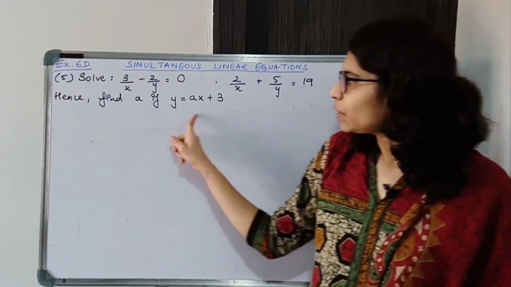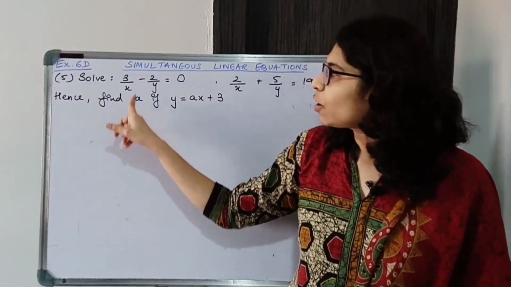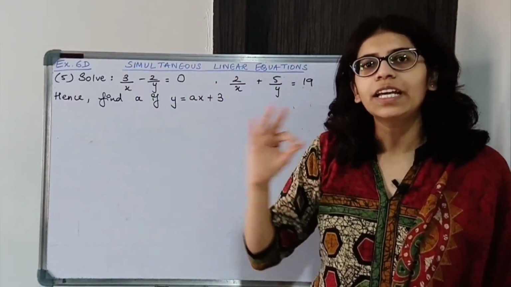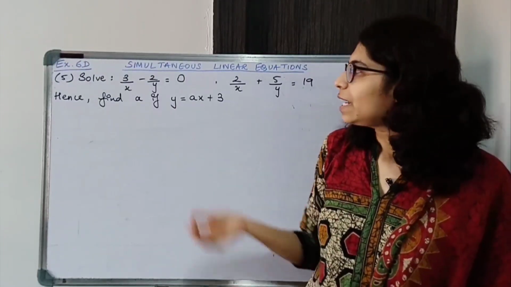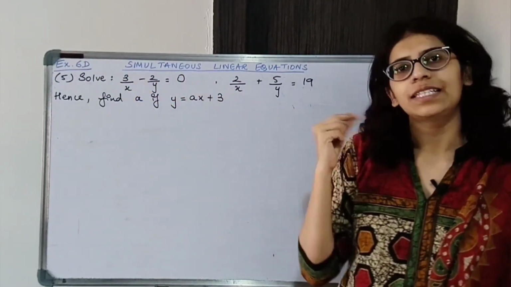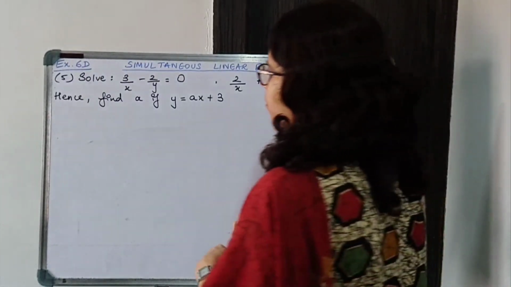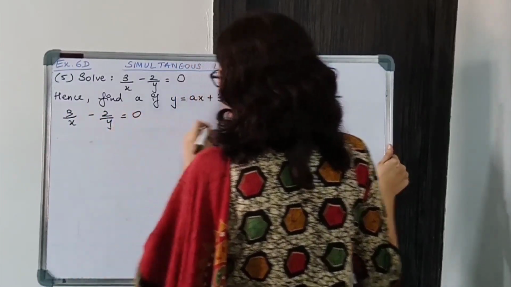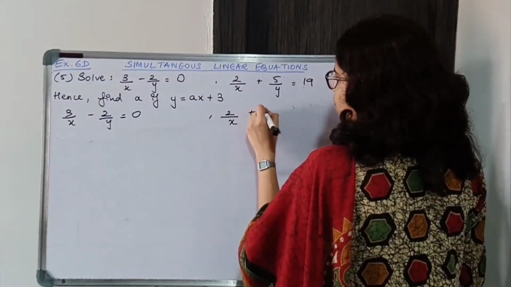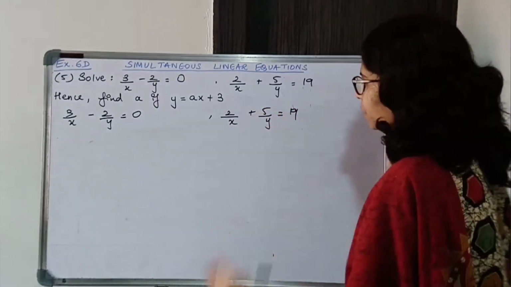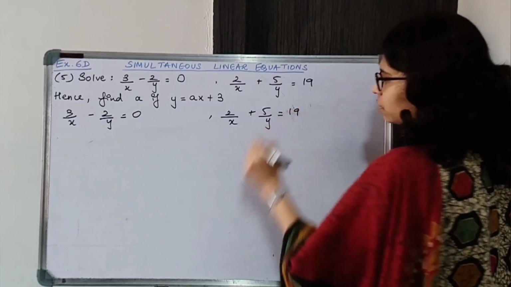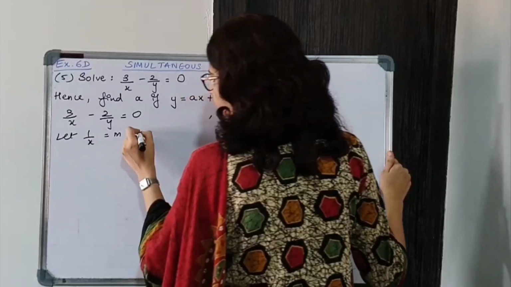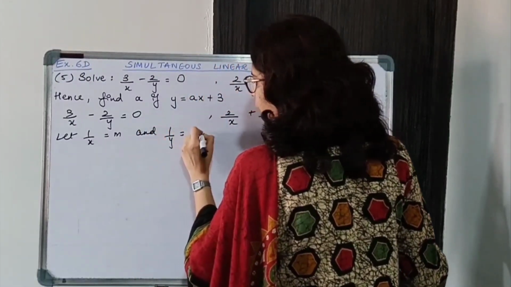Okay, so in this equation we have a, so we cannot take 1 upon x equal to a or 1 upon y equal to a. You have to take any other variable. So I'll take 1 upon x as m and 1 upon y as n. We have 3 upon x minus 2 upon y equal to 0, and over here we have 2 upon x plus 5 upon y equals to 19. So we'll take 1 upon x equal to m and 1 upon y equal to n.